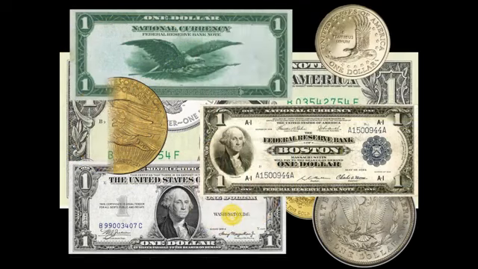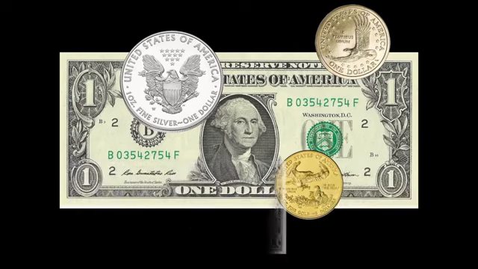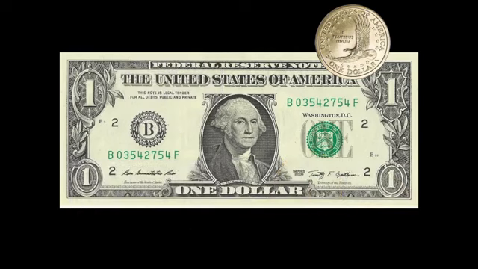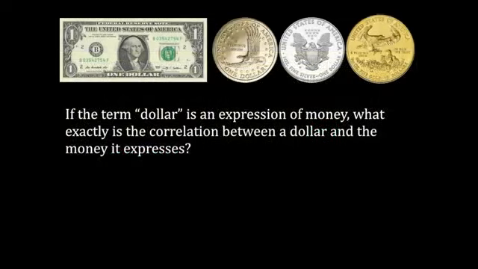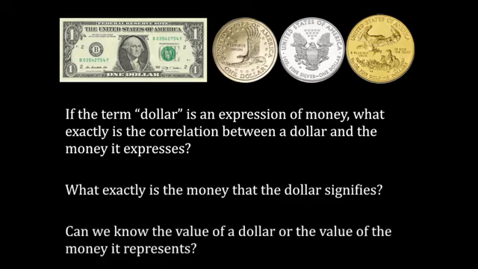The term dollar evidently varies from coin to coin and from coins to notes. This raises a series of important questions. If the term dollar is an expression of money, what exactly is the correlation between a dollar and the money it expresses? What exactly is the money that the dollar signifies? And can we know the value of a dollar or the value of the money it represents? Let's take a look at history to see if we can discover what a dollar really is.